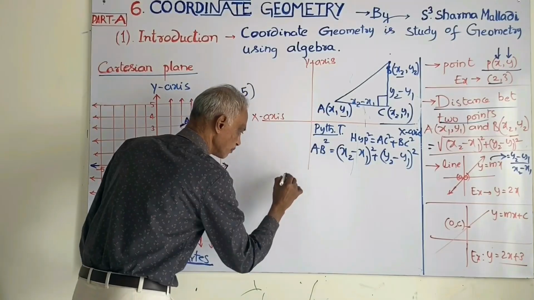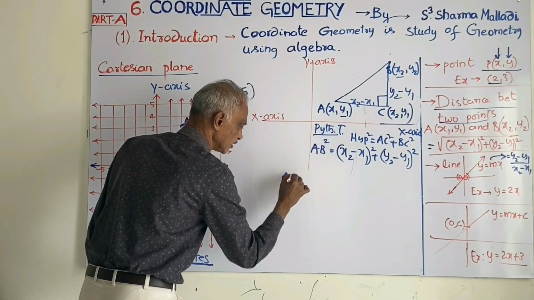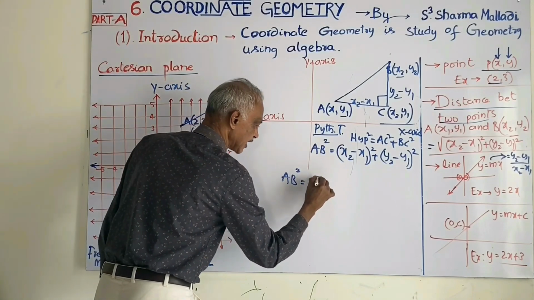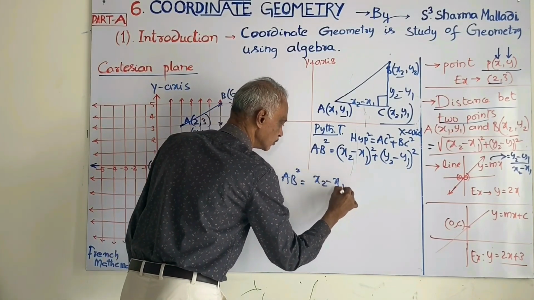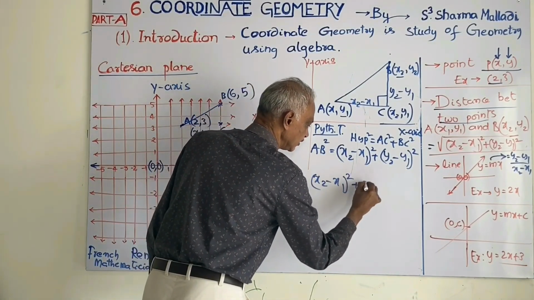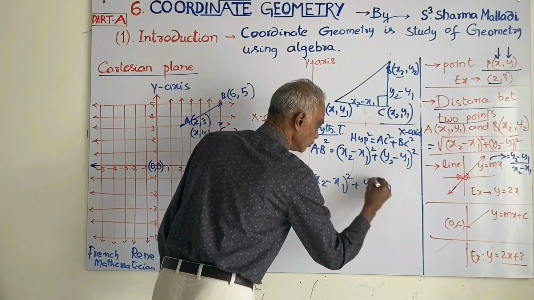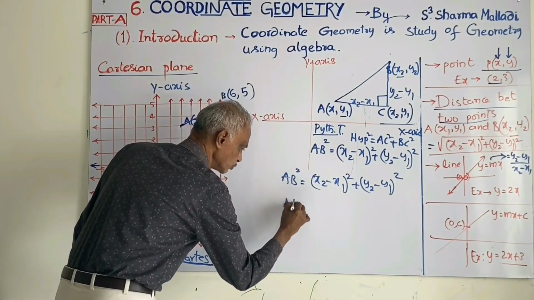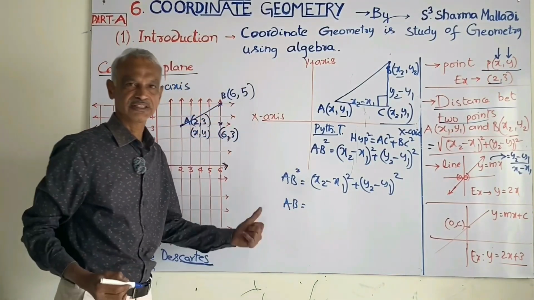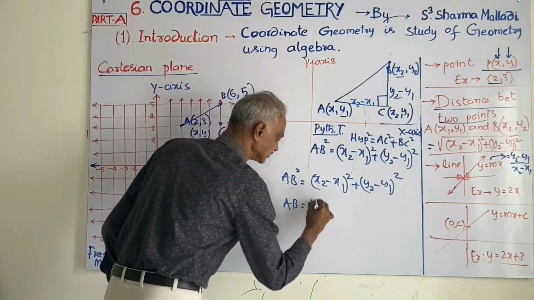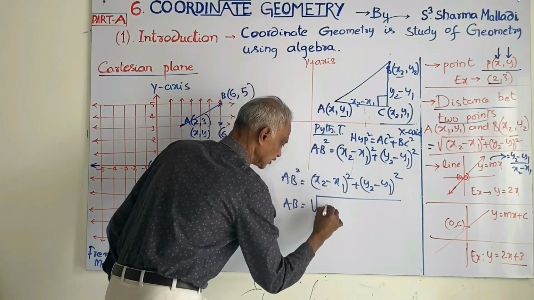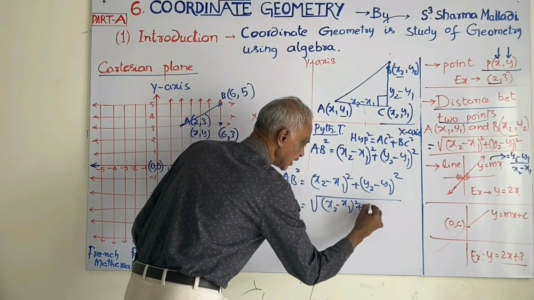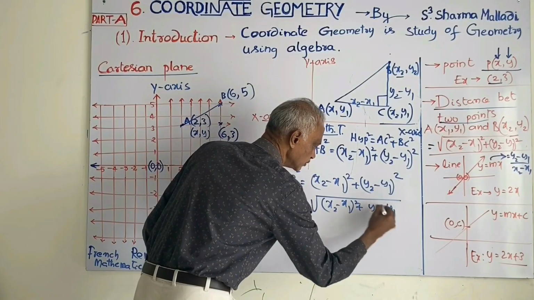Now, what is AB? AB square is equal to, I will write here, x2 minus x1 whole square plus y2 minus y1 whole square, and I require the distance between 2 points A and B, that is the square root of x2 minus x1 whole square plus y2 minus y1 whole square.